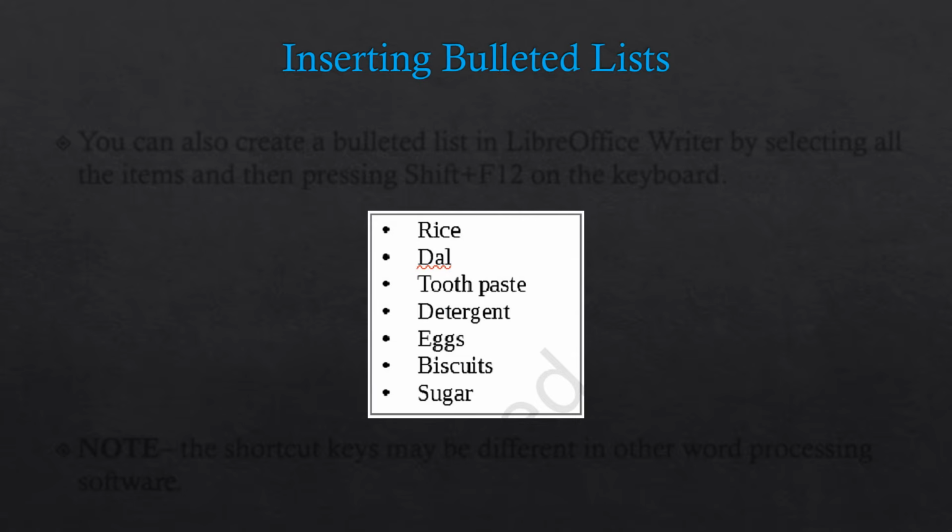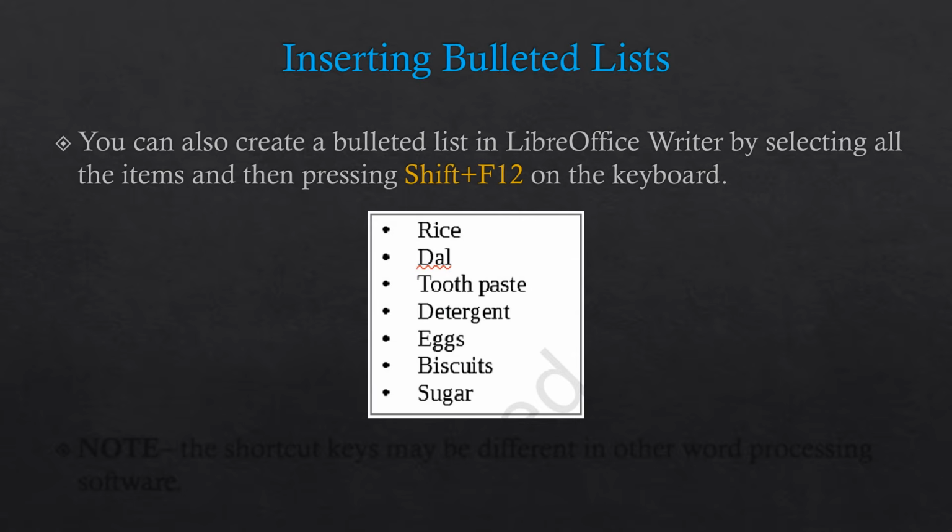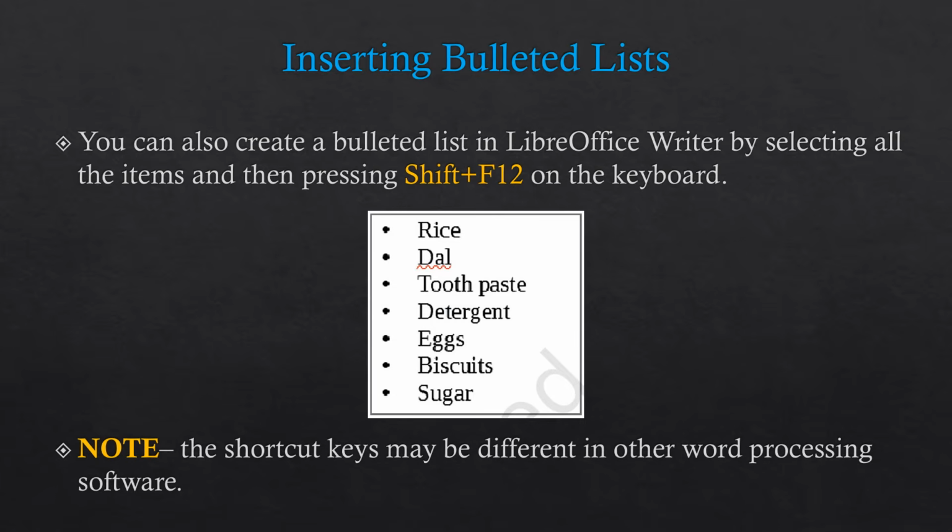And you can also use the shortcut key Shift plus F12 to create a bulleted list in LibreOffice Writer. As I discussed in the beginning, it is not necessary to have the same shortcut keys for all word processing software. They may be different. Different software have different shortcut keys. So in this chapter we are learning about LibreOffice Writer. That is why we are discussing the shortcut keys that are given in LibreOffice Writer.